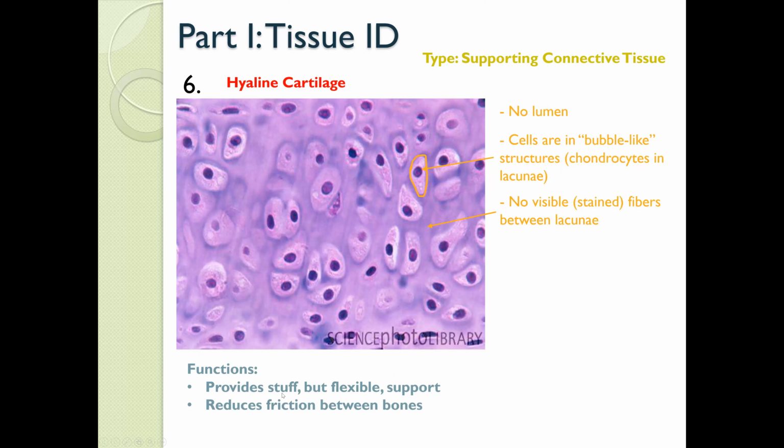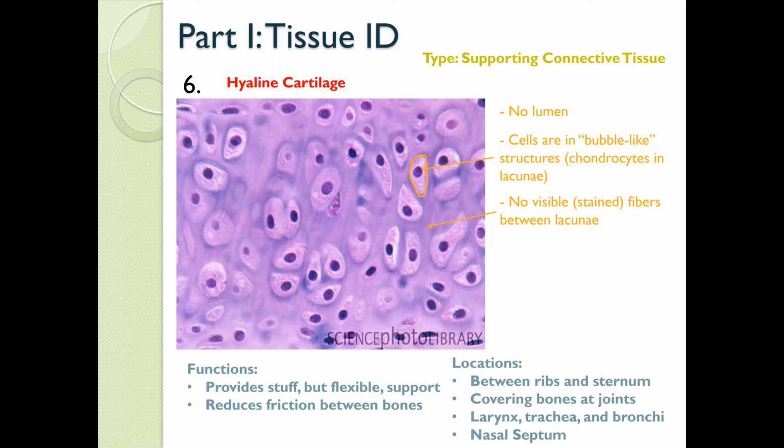Oops, typo there, should be stiff. It reduces friction between bones, and you can find hyaline cartilage between the ribs and the sternum, which is the breastbone, also covering bones at joints. In the larynx, the trachea, and the bronchi, it provides support, and also in the nasal septum, which is the little piece of cartilage that divides your left and right nasal cavity.